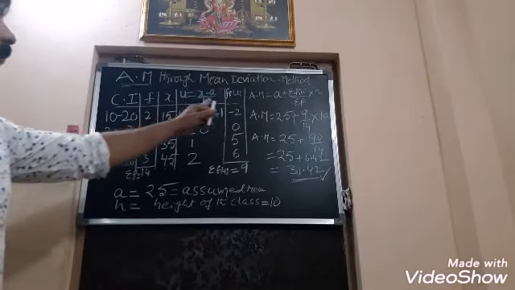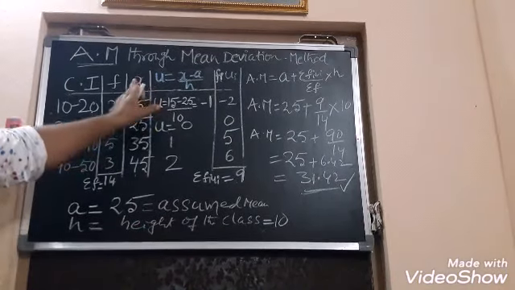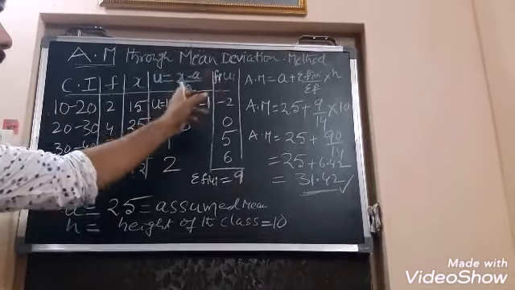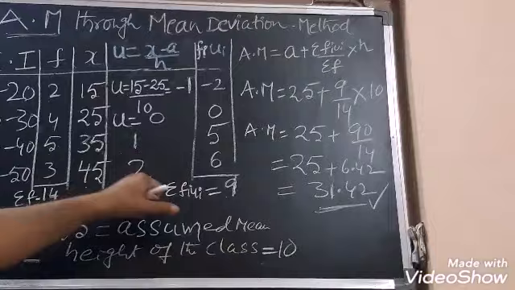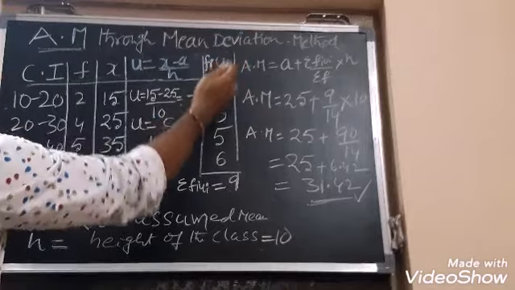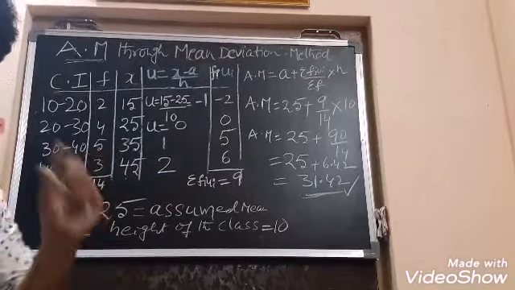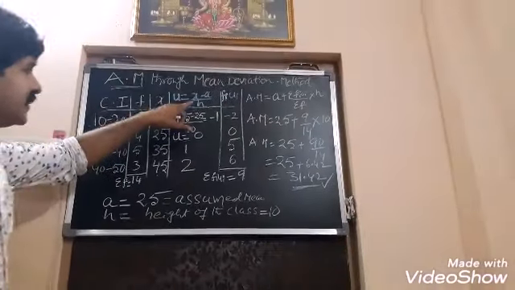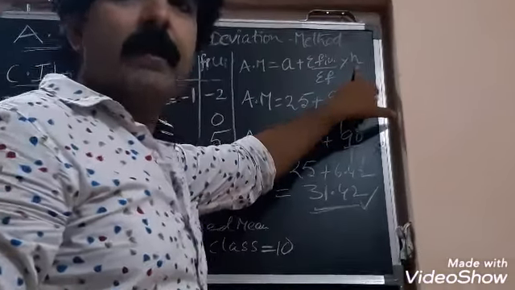Is it clear what is the mean deviation method? It is nothing but we assumed a mean at first. Next, we introduce another term u. U is nothing but x minus a, the deviation, by class height h. U is equal to -1, u is equal to 0, u is equal to 1, and so on, that we found out. And then next, frequency multiplied by u: -2, 0, 5, 6. So sigma Fi ui by sigma f is the deviation. The deviation is multiplied by the class interval, because here class interval is dividing the deviation. To neutralize the same effect, we are here multiplying.